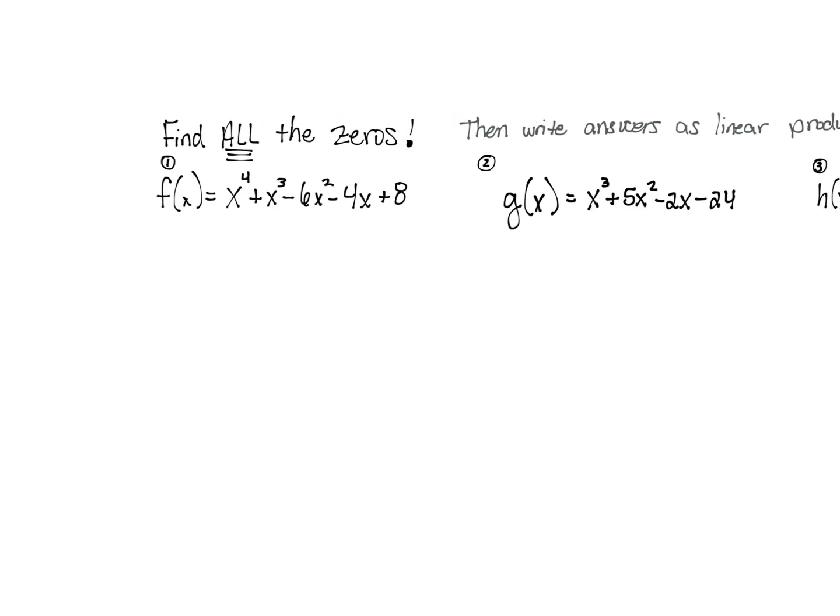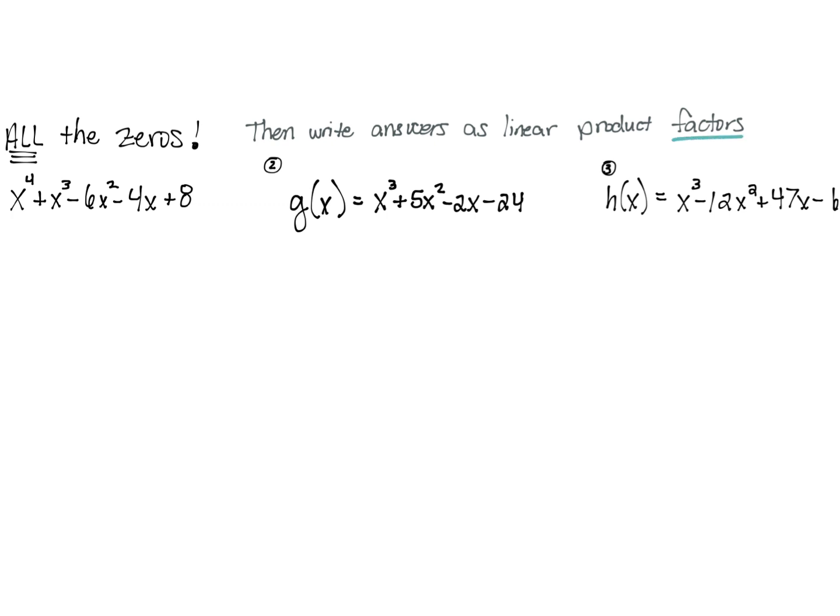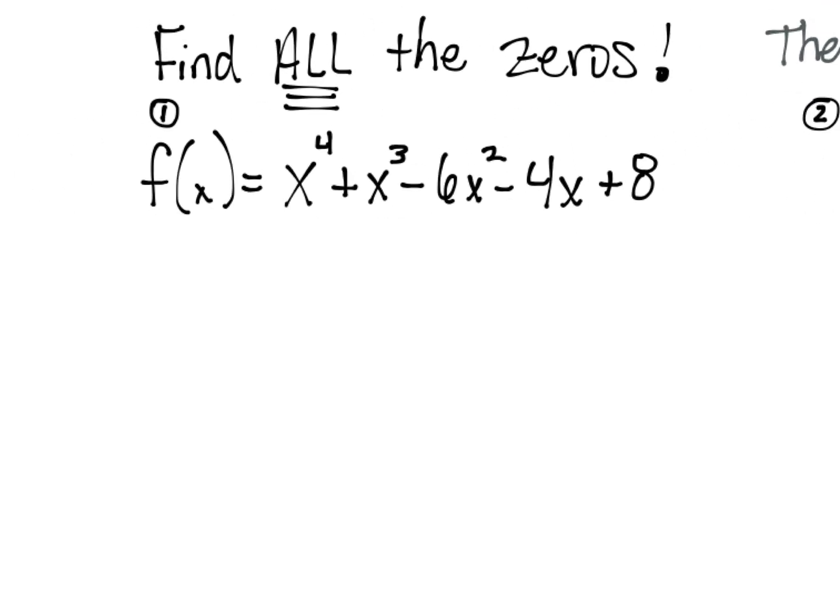So here it says find all the zeros, then write the answers as linear product factors. So that would just be factored form. So how many solutions are we going to have for number 1? 4. We're going to have 4 answers.